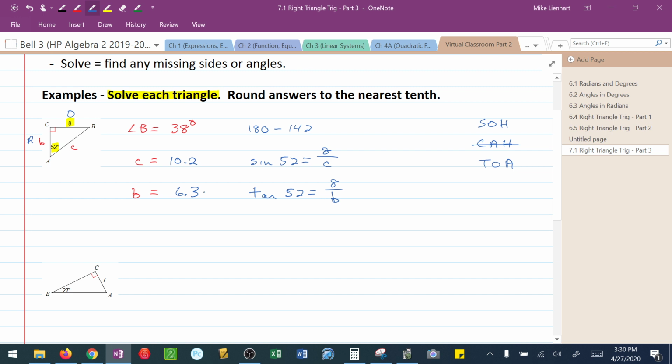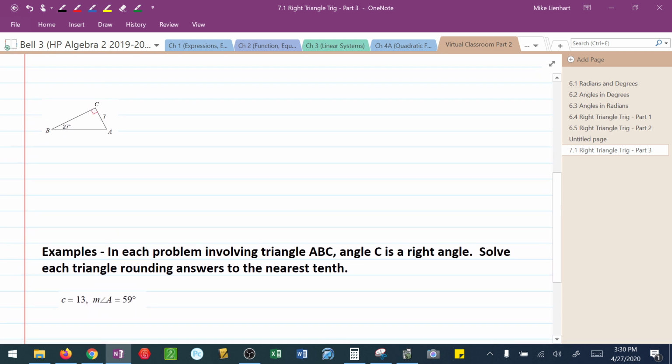Okay. So let's take a look at this next triangle. What do I need to find in this triangle? Looking at the angles, I know I need to find angle A. I know that 7 is opposite. This missing side would be C. This missing side would be A. I need to find side A and side C.